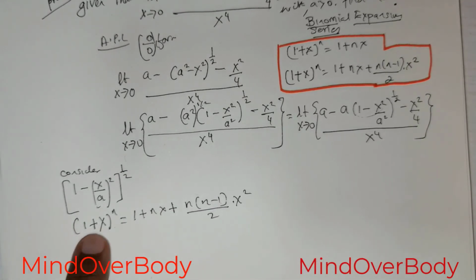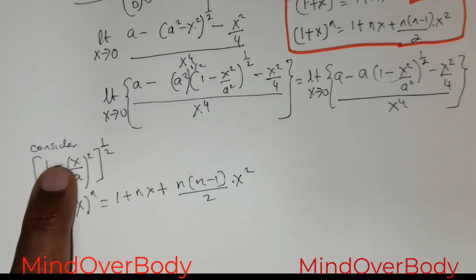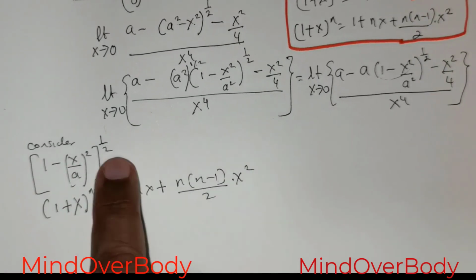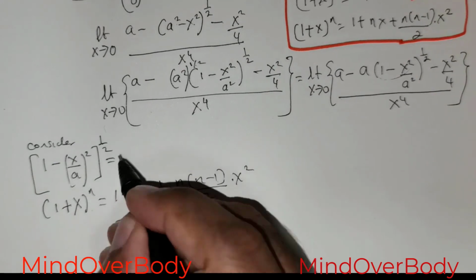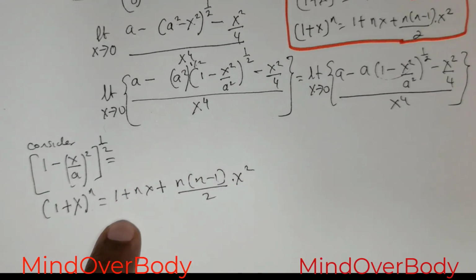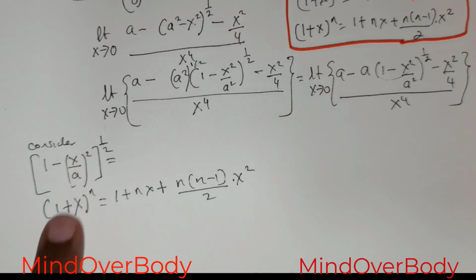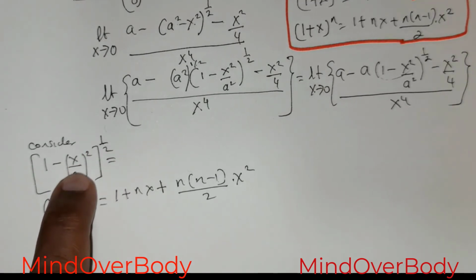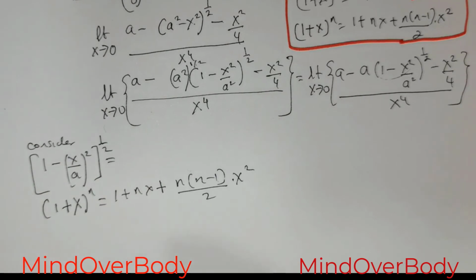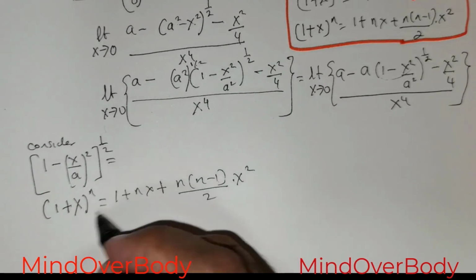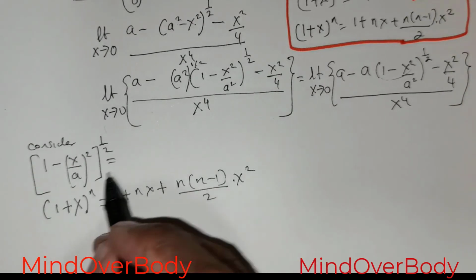So in this case, instead of plus I got a minus, so that means the signs would be alternating. That is the first observation you will have to take into consideration. The second one is, in place of n I got 1 over 2, and in place of x I've got x over a raised to the power of 2. So that is the second observation. So having stated that, let me expand this.